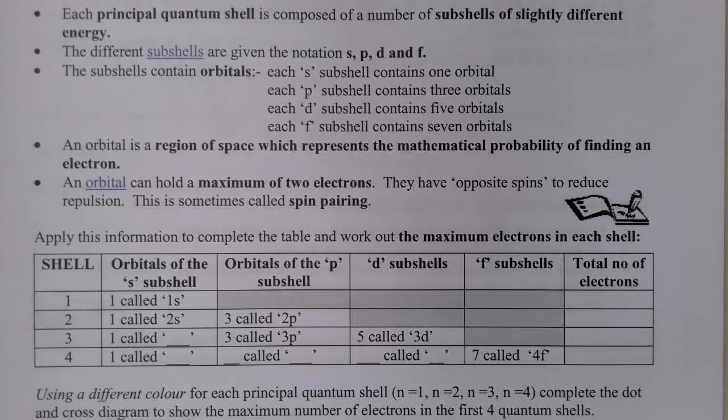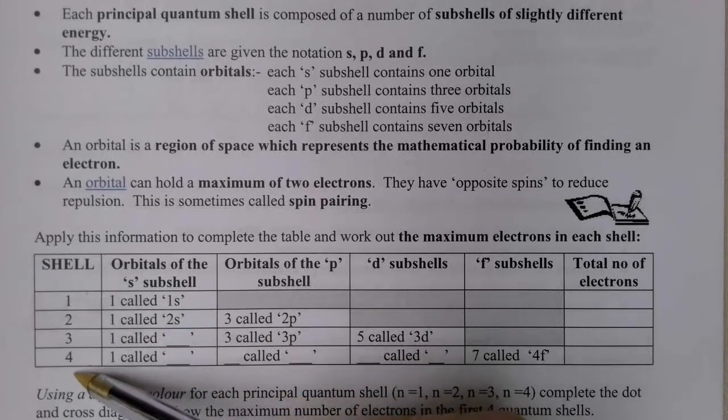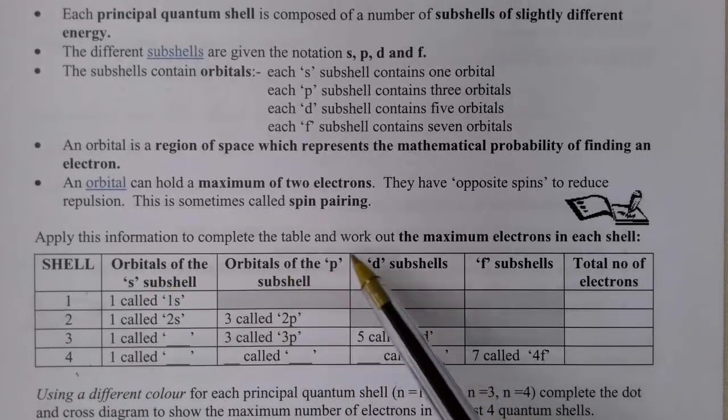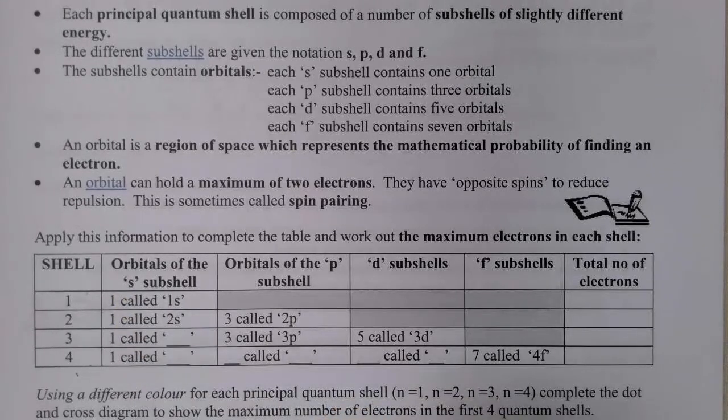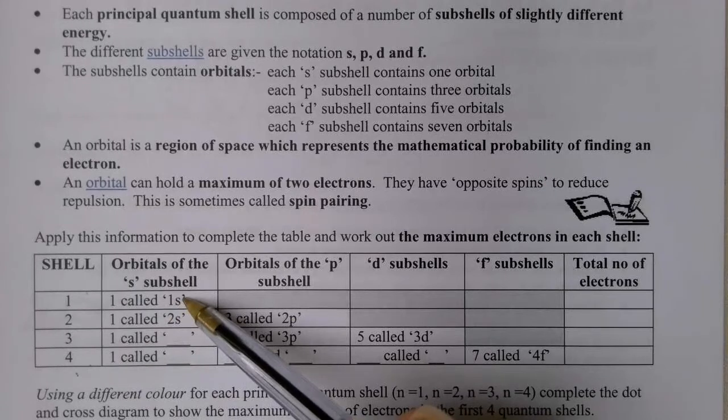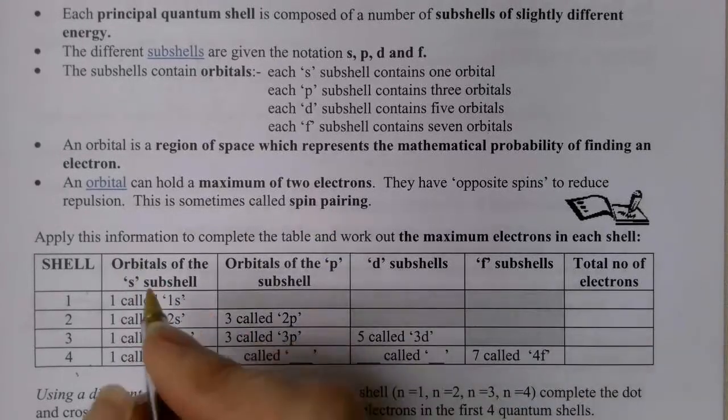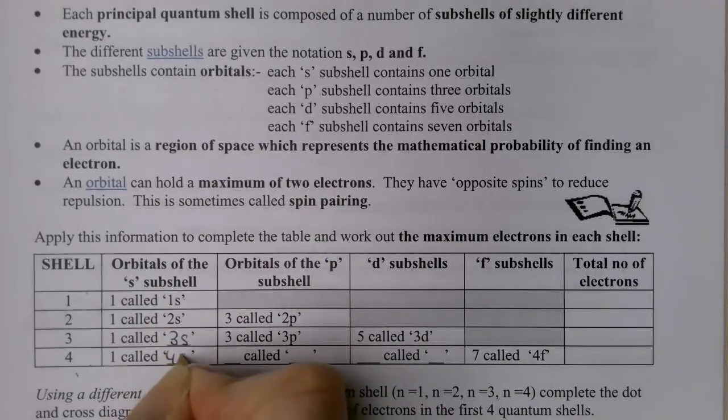An orbital can only hold a maximum of 2 electrons. They have what we call opposite spins. This is sometimes called spin pairing, and that reduces the repulsion between the 2 electrons. So we have this little table to fill in. We still have our principal quantum shells, 1, 2, 3, and 4, and they are broken down into these subshells, which are then broken down into orbitals. So the S subshell only ever has 1 orbital. We call it 1s if it's in the first principal quantum shell, 2s in the second, 3s and 4s, and so on.